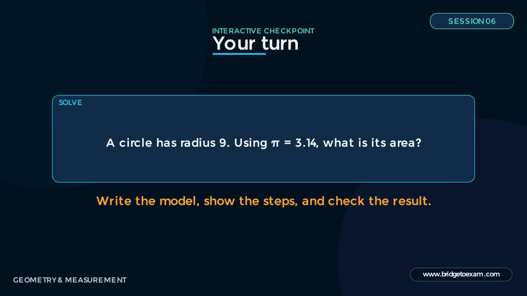Now it is your turn. A circle has radius 9. Using pi equals 3.14, what is its area? Write a formula or relationship before calculating, then use the next 6 seconds to finish your reasoning.